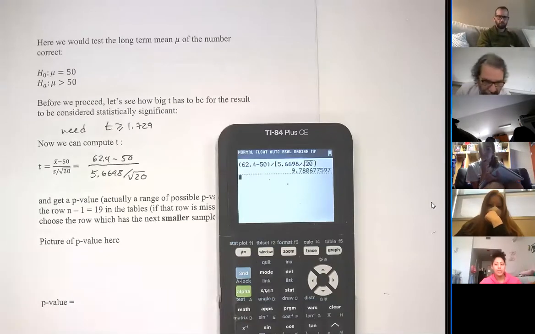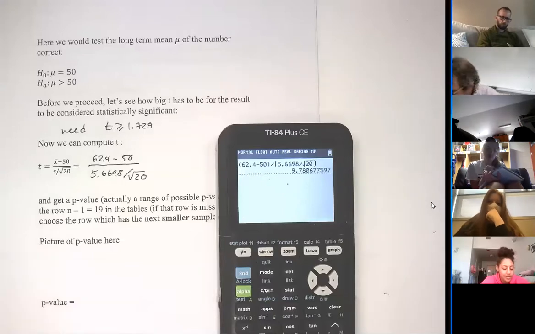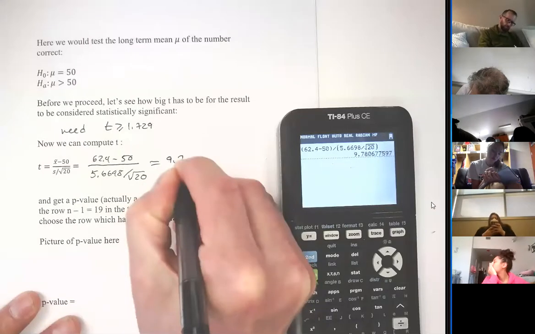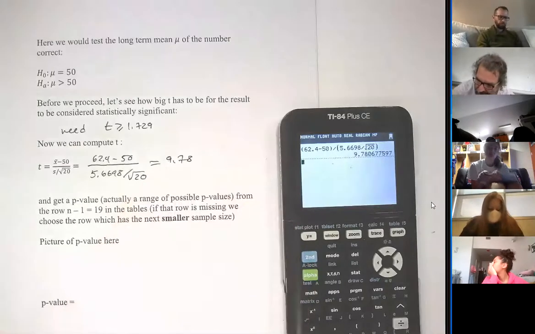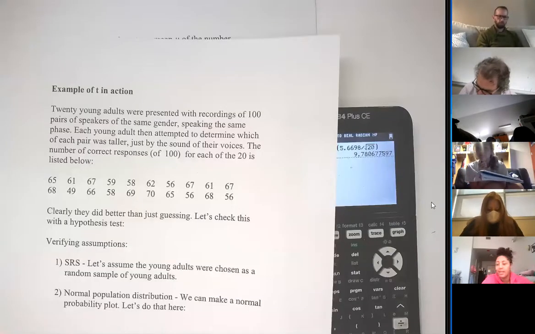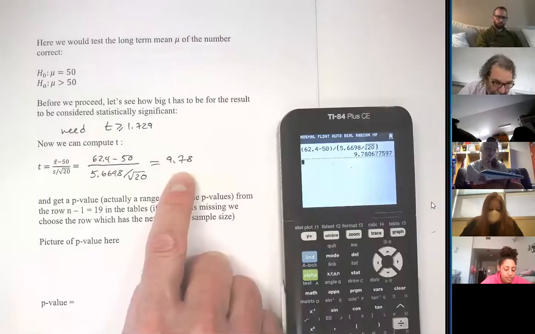It's 9. Nice. 9.78. Yeah, I was thinking it wouldn't be on the table. So that's what happens here. When something happened, when you compute a test statistic, it's going to be off the charts.